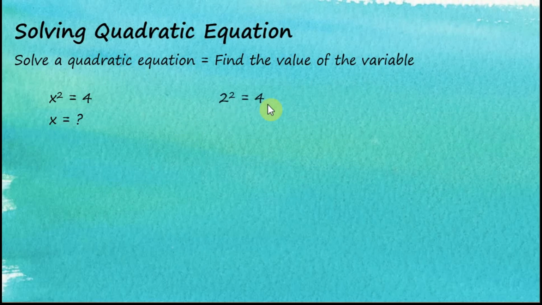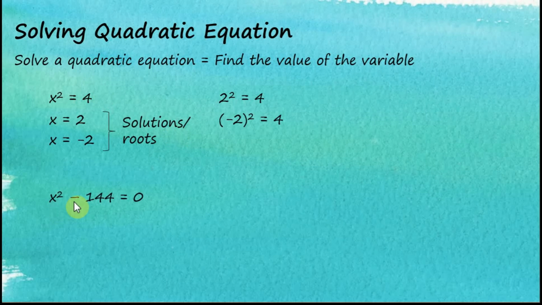We know that 2 squared equals 4, and the square of negative 2 is also equal to 4, and therefore x can be 2 or x can be negative 2. We say these two values, x equal to 2 or x equal to negative 2, are the solutions or the roots of this quadratic equation. Let's see another example. x squared subtract 144 equals 0. To solve this quadratic equation, we shift this number to the right and it becomes positive. So x squared equals positive 144, and we know that 12 squared equals 144, or negative 12 squared equals 144, and therefore the solution is x equal to 12 or x equal to negative 12. Therefore, to solve a quadratic equation means to find the value of the variable in the equation.